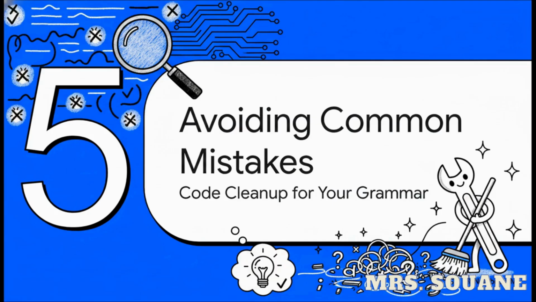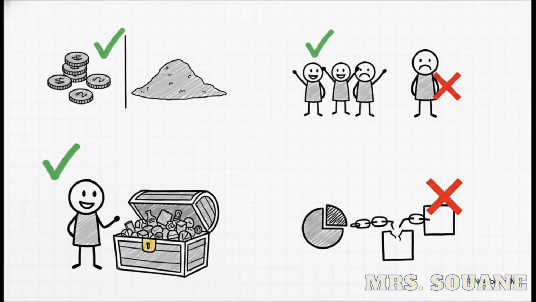Perfect. So now that we have the rules, it's time for a bit of code cleanup. Let's debug some of those really common errors that can pop up when we're using quantifiers. Okay, let's squash a few common bugs. First, in most positive sentences, especially when you're speaking, a lot of just sounds more natural than many. So "I have a lot of work" is better than "I have many work." Second, and this one is huge, fewer versus less. The rule is simple. If you can count it, use fewer. You have fewer errors in your code, not less errors.